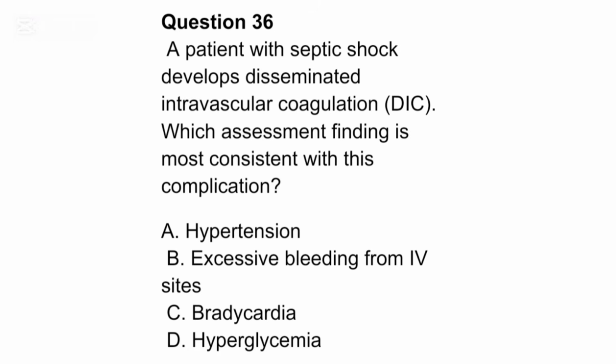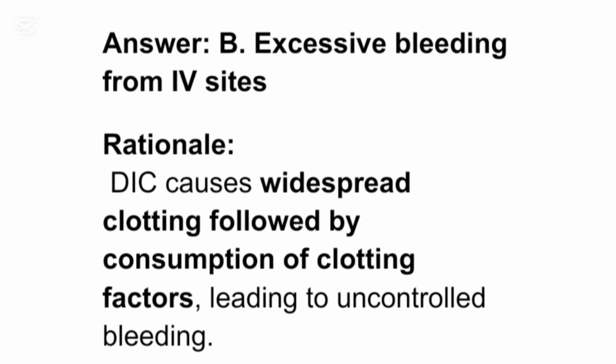Question 36. A patient with septic shock develops disseminated intravascular coagulation, DIC. Which assessment finding is most consistent with this complication? A. Hypertension. B. Excessive bleeding from IV sites. C. Bradycardia. D. Hyperglycemia. Answer: B. Excessive bleeding from IV sites. Rationale: DIC causes widespread clotting followed by consumption of clotting factors, leading to uncontrolled bleeding.